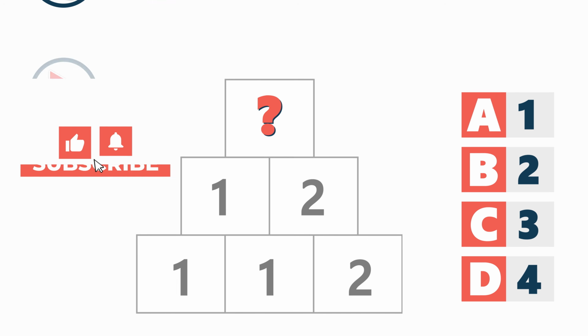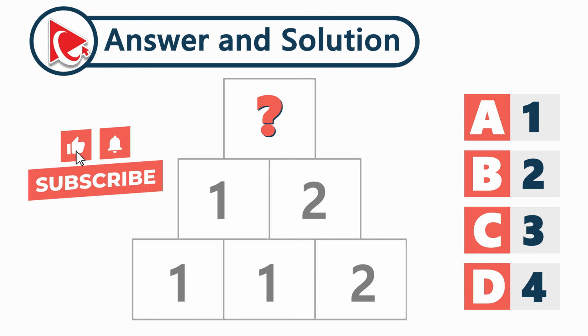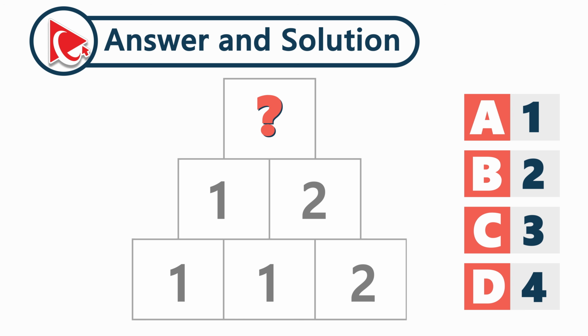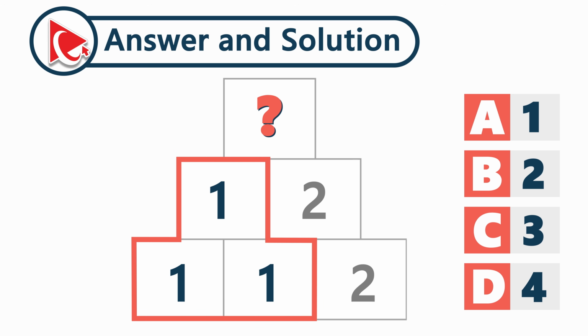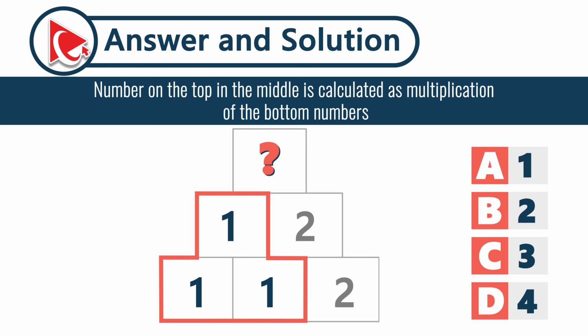It's a clear solution, but only to those who look at it the right way. I'm pretty sure you're one of them, though. Take a close look at the pyramid. From the larger pyramid, you can form smaller pyramids. For example, 1, 1, and 1 would be a smaller pyramid. And the number on the top of the small pyramid is calculated as multiplication of the bottom numbers.